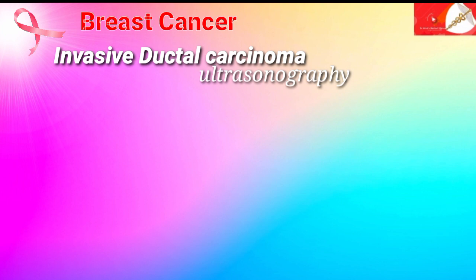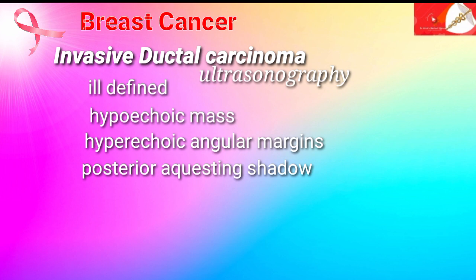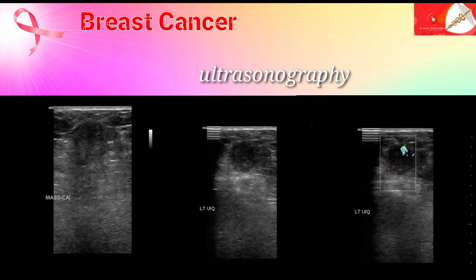Ultrasonography in ductal carcinoma can show an ill-defined hyperechoic mass with angular margins, posterior acoustic shadowing in 71% of grade 1, and posterior enhancement in 45% of grade 3, with a branched or spiculated pattern, and on Doppler shows increased vascularity. In this ultrasonographic image, you can see a spiculated, ill-defined hyperechoic mass lesion, taller than wide, with angular margins and infiltration of the breast parenchyma. A few echogenic foci of calcifications are noted.